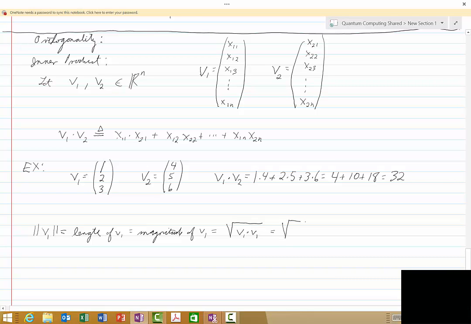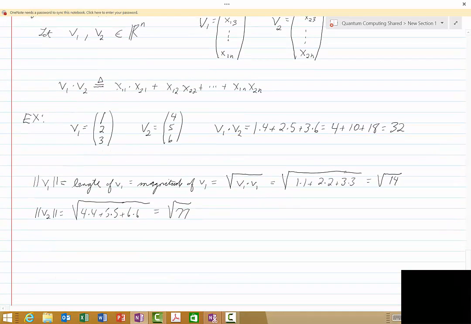So in this case, for the V1 that we have here, it would be the square root of 1 times 1 plus 2 times 2 plus 3 times 3. Or 1 times 1 is 1, and 4 is 5, and 9 is 14. And similarly, the magnitude of V2 in this particular case would be the square root of 4 times 4 plus 5 times 5 plus 6 times 6, which would be 16, and 25 is 41, and 36 is 77, so square root of 77. So the dot product, or the inner product, gives us a way to calculate the length of a vector.